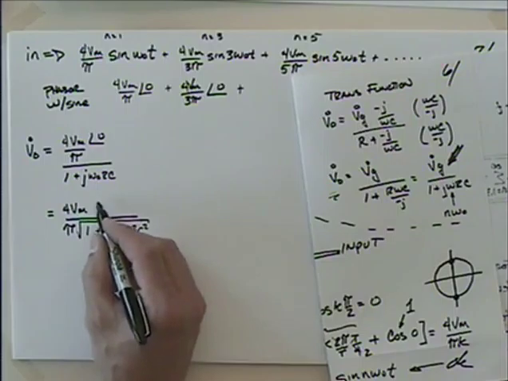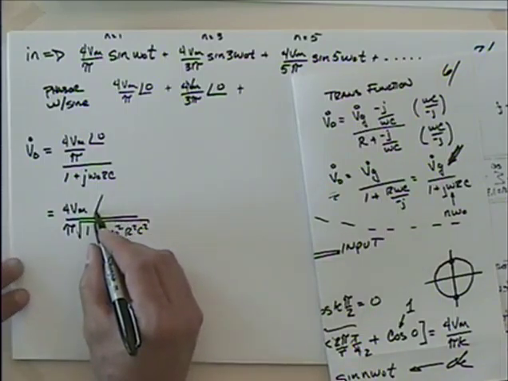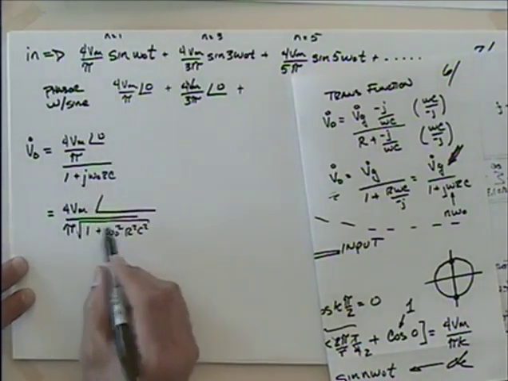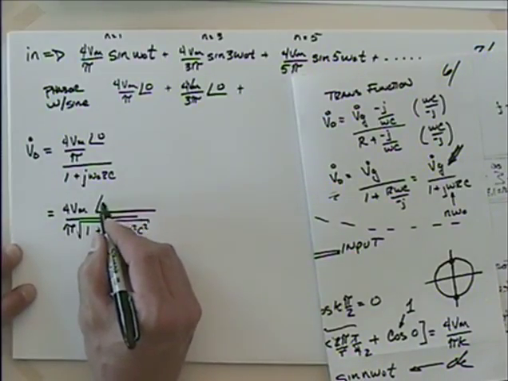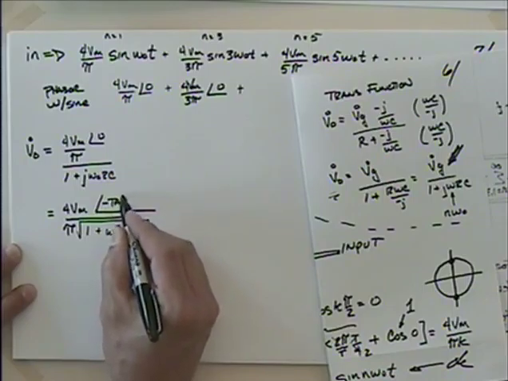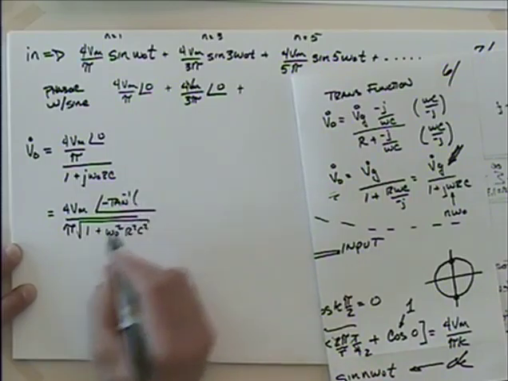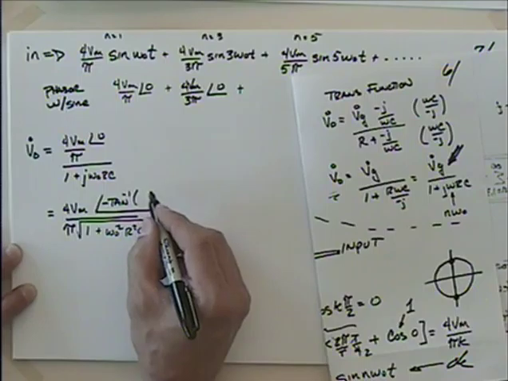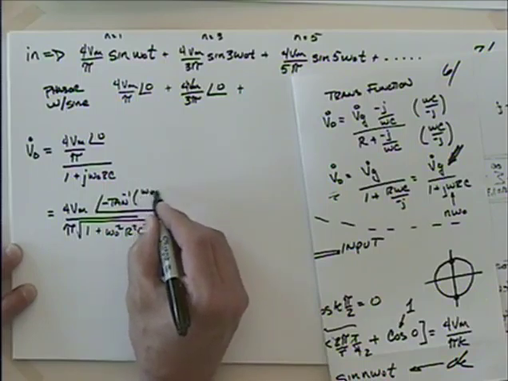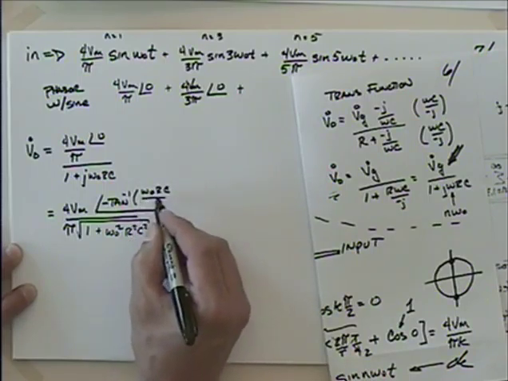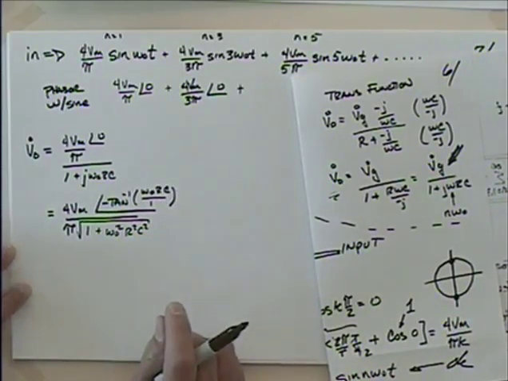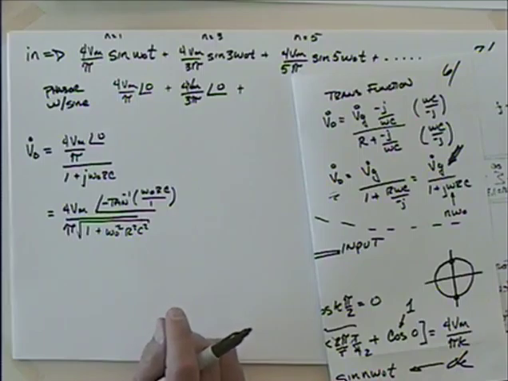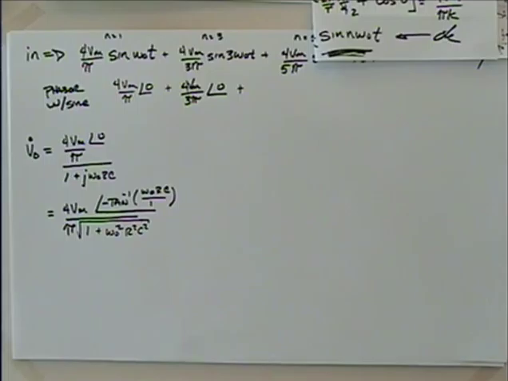Yeah. The angle is going to be 0 minus the angle of the denominator. The angle of the denominator then is the arctangent of the imaginary portion, omega naught RC, divided by 1. Okay. And that's where the j went in the magnitude.